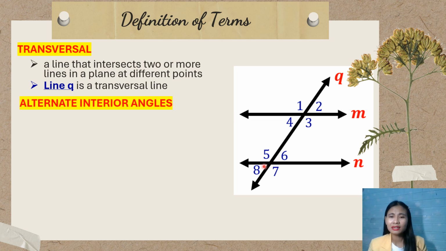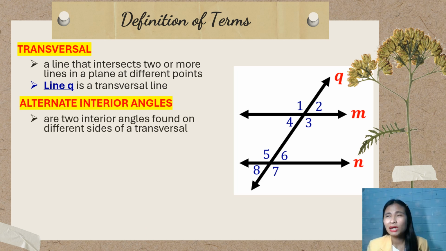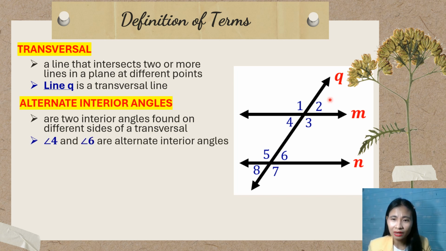Next is alternate interior angles. When can we say that two angles are alternate interior? Alternate interior angles are two interior angles found on different sides of a transversal. So what are the sides of the transversal? From this illustration, angle 4, angle 5, and angle 8 are on one side of the transversal, while angle 2, angle 3, angle 6, and angle 7 are on the other side of the transversal.